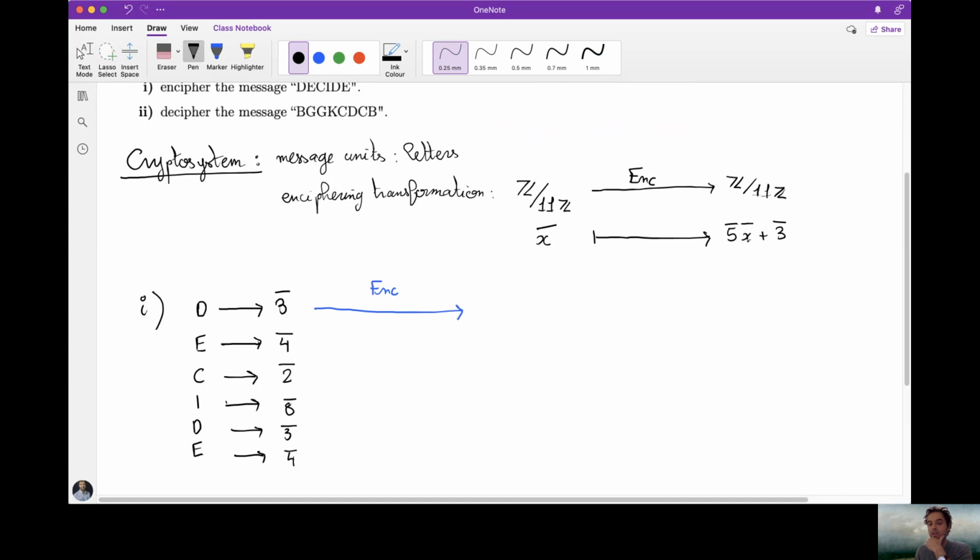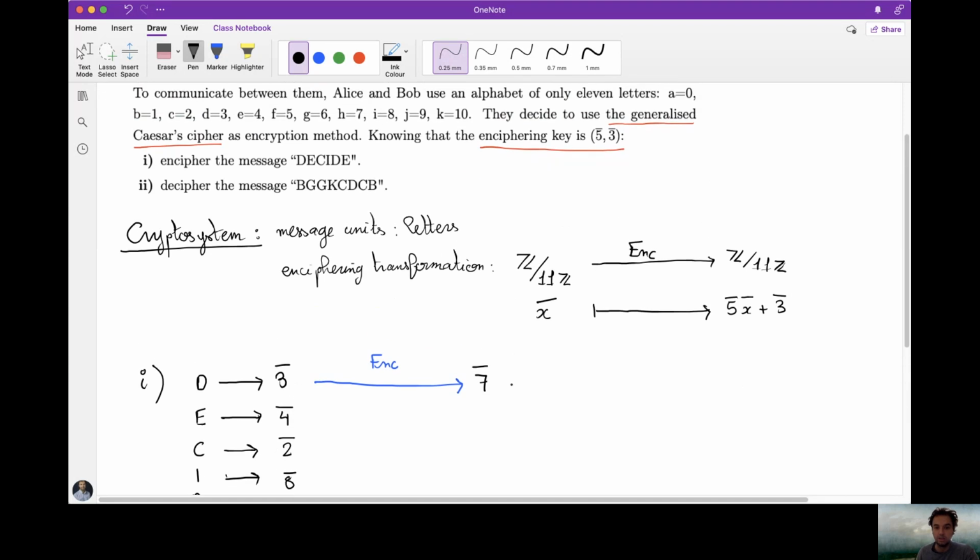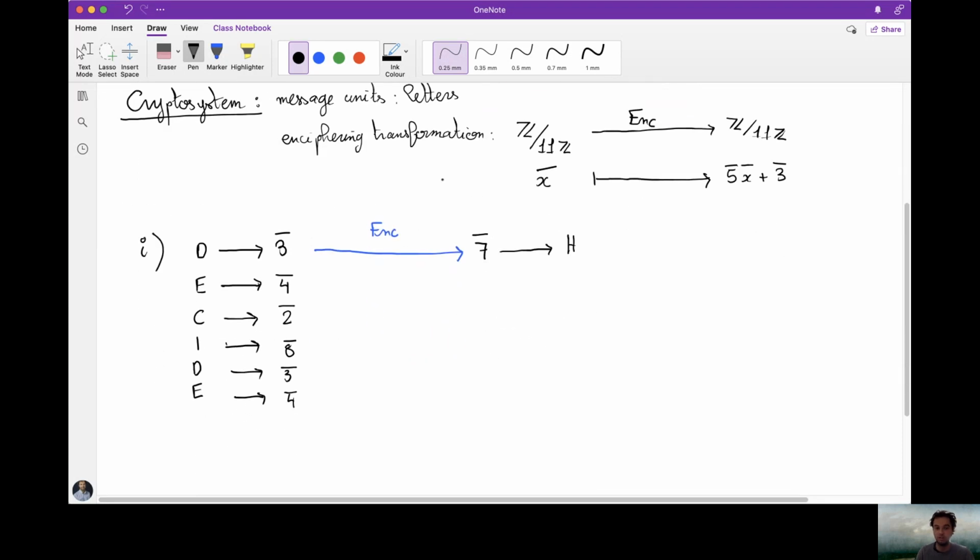So that makes 5 times 3, 15 plus 3, 18. But we are modulus 11, so 18 is the same as 7. And 7, if we look at which letter it corresponds to, is H. So the first letter of the ciphered message is H, which is the same for the second one. So we don't even need to do this one, right? This is again 7, which corresponds to H.